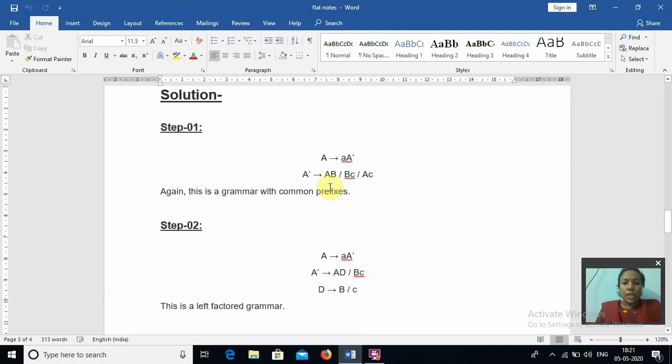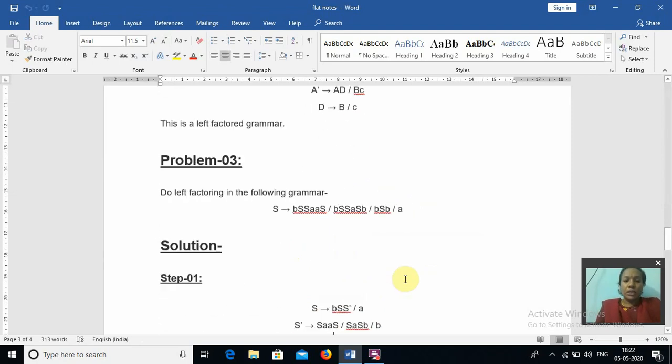Here A to a A1 is defined as it is, and next A1 to ab, ac. In this we can left factor a as the common string, and for the remaining part we define a new non-terminal D. The bc we define as it is. So what is D actually? The leftover part of the common prefix production rules, here the b and here the c. Okay, so this is the left factored grammar.